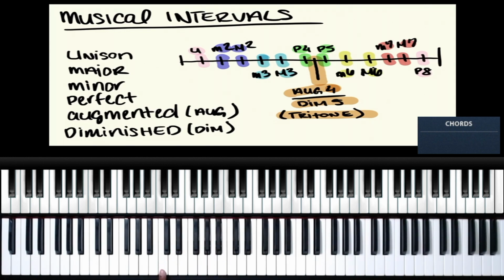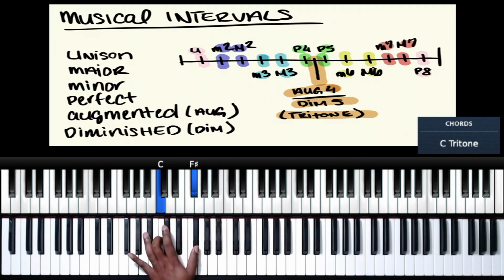Okay, we're going to start over again. We have unison, we have minor second, major second, minor third, major third, perfect fourth. This can be considered an augmented fourth, a diminished fifth, or a tritone. We'll come back to that later, okay? Because that one's a whole different monster. But just so that you guys know, it's the note in between a perfect fourth and a perfect fifth.